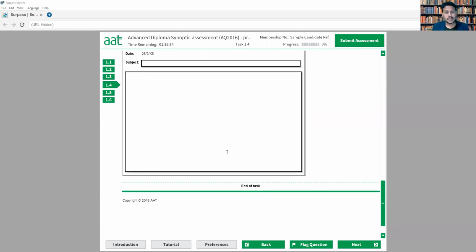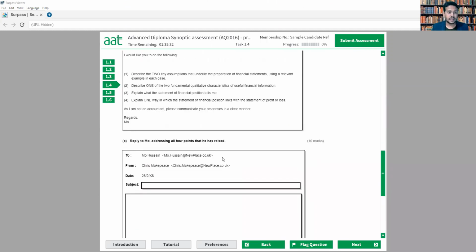There is nothing to understand from here. You have to know the meaning. For example, they're asking to explain the statement of financial position. So what is the statement of financial position? You have to say we have an asset section, a liability section, non-current assets, current assets. Whatever we have, we're going to say as much as possible, depending on how many marks we have.